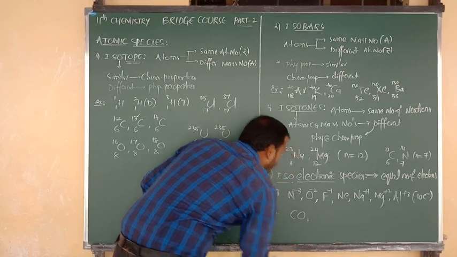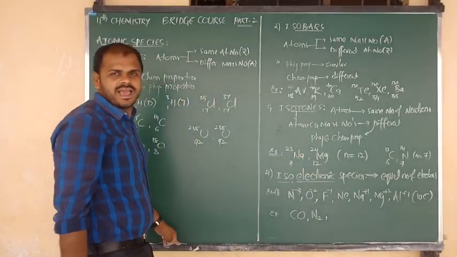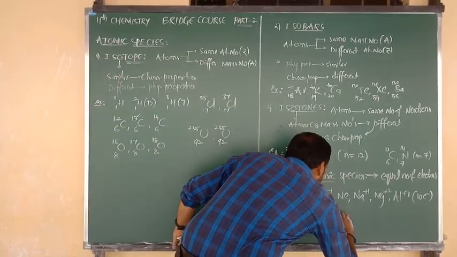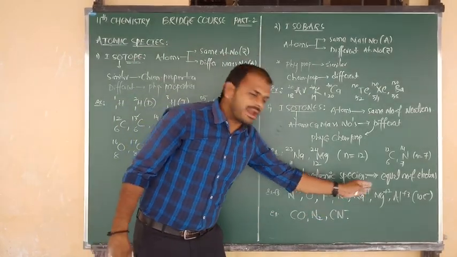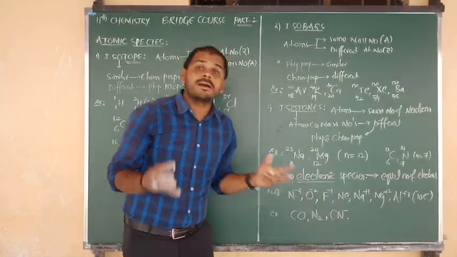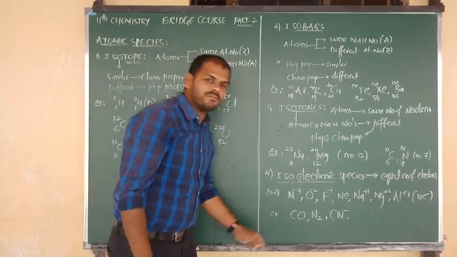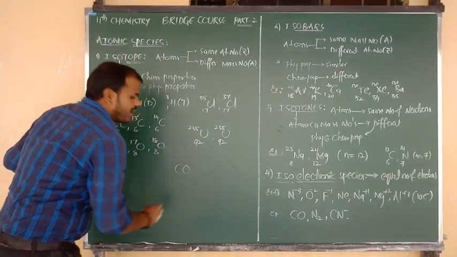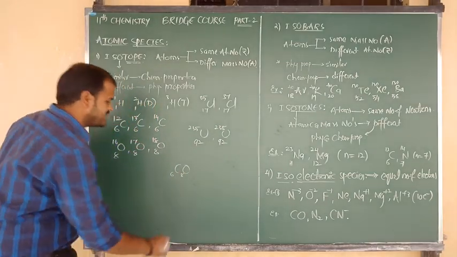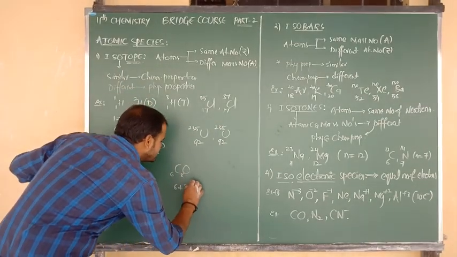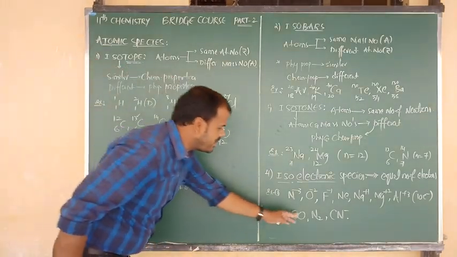One is CO, carbon monoxide. One more is N2, nitrogen gas, dinitrogen. One more is CN minus. So not only in individual atoms or ions, but in molecules or compounds also, we can calculate the number of electrons. How to calculate? First, carbon monoxide. Carbon's atomic number is 6 and oxygen's atomic number is 8. Carbon contains 6 electrons and oxygen contains 8 electrons. In total there are 14 electrons, so CO contains 14.